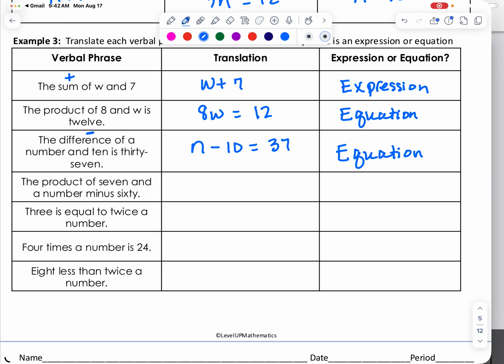All right, pause the video and try the last 4 verbal phrases on your own. When you're ready to check your answer, press play.